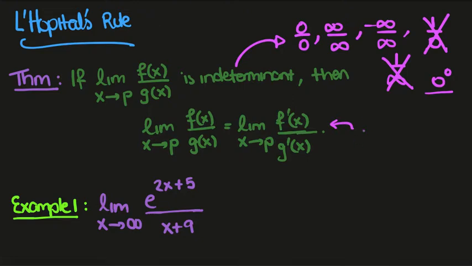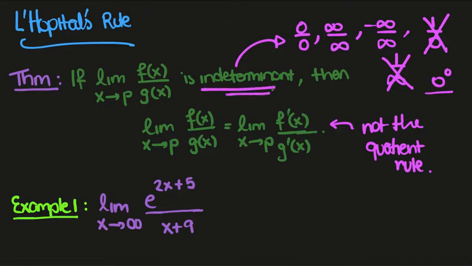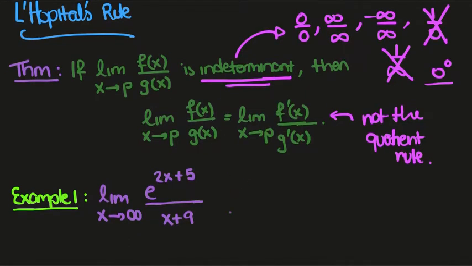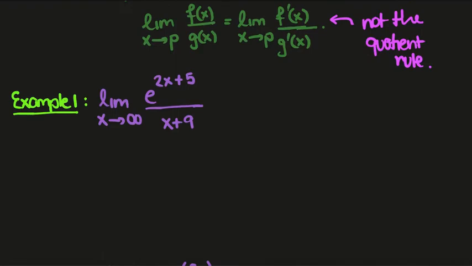Notice one thing here, this is not the quotient rule. You do not apply the quotient rule. What you do is simply differentiate the top and differentiate the bottom separately. Notice that also you need it to be indeterminate. It's not true just to make the limit simpler. You definitely need an indeterminate form. So let's have a look at this first example.